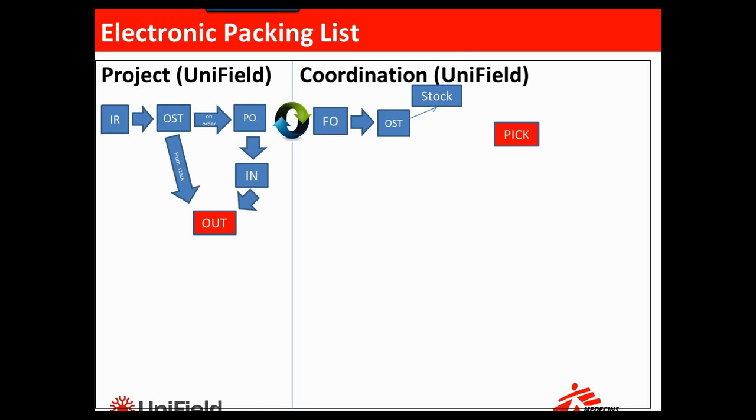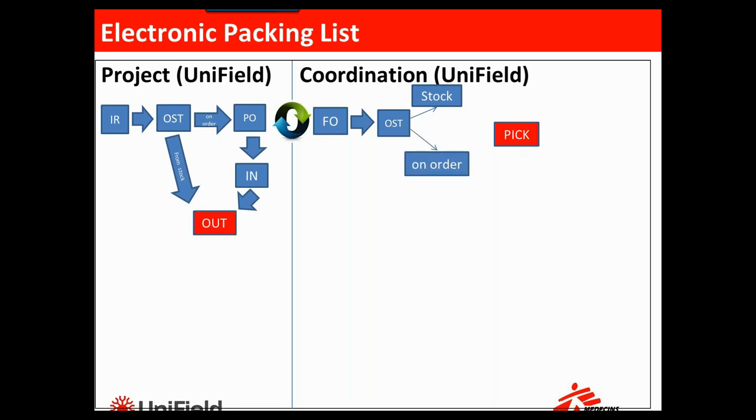This picking ticket is linked to the field order that was created in Coordination, because it knows that I need to deliver these items back to the project. I have a field order in my instance, and I need to wait for the items to be delivered so that I can send it back to the project, or take the items from my stock and send it to the project.